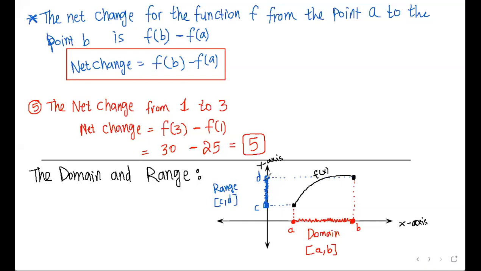Any questions? How do we find the domain and the range from the graph? You have to check which x values are used and which y values are used for the function, for the curve in the Cartesian plane. Let me give you an example for this. So this example is from the graph.